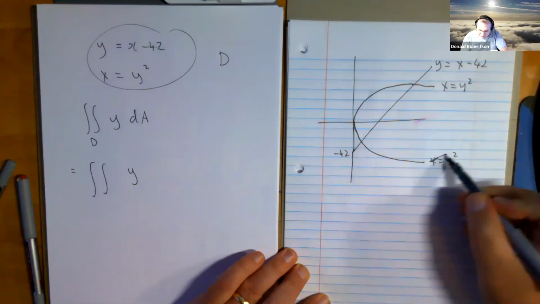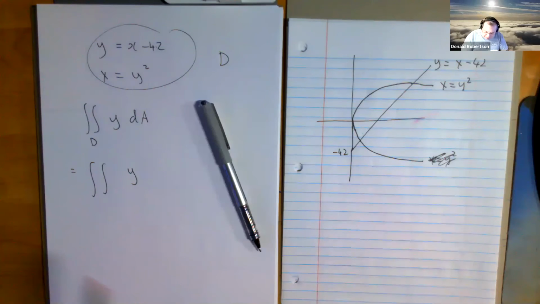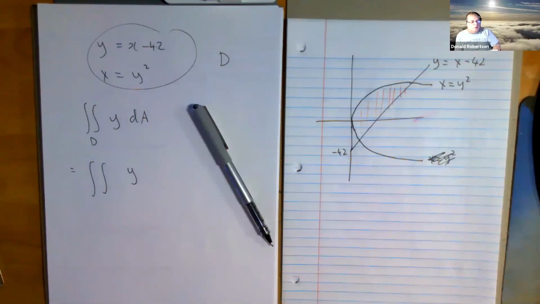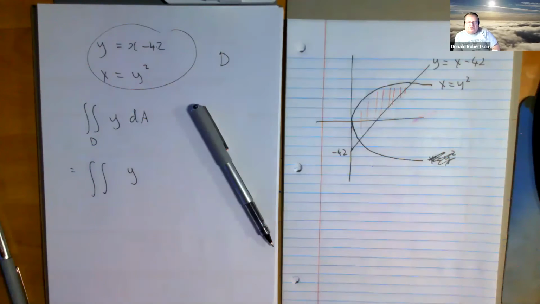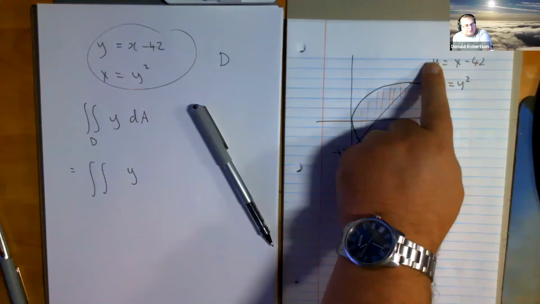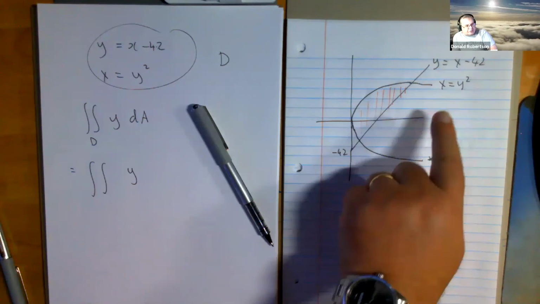No, I don't know why I'm writing it twice. So they're talking about this region, right? Now we know who D is. A straight line meeting up with an x equals y squared. Now, do you notice that one equation is the form y equals a function of x, and the other one is x is a function of y?